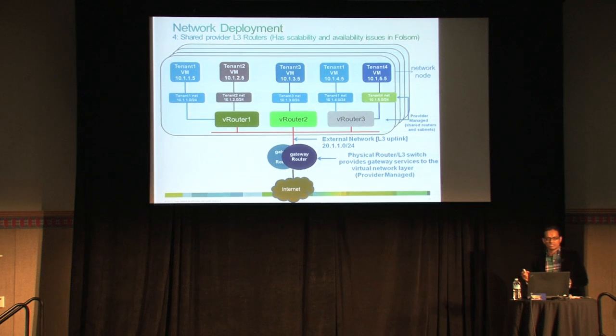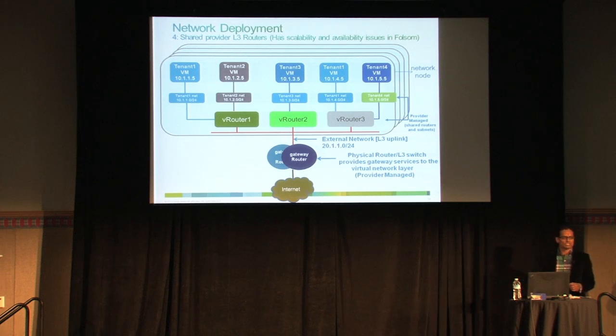So this is just for research, if you're using Folsom, in the way that you can use virtual routers. The problem in Folsom is that this model has scalability issues because Folsom restricts you to a single network node. So all of your outbound traffic will have to be funneled through a server node on which the routing is deployed. So here what you do is you go ahead and you take one UCS system and say, this is going to be my gateway device. And then you install these virtual routers inside that system.